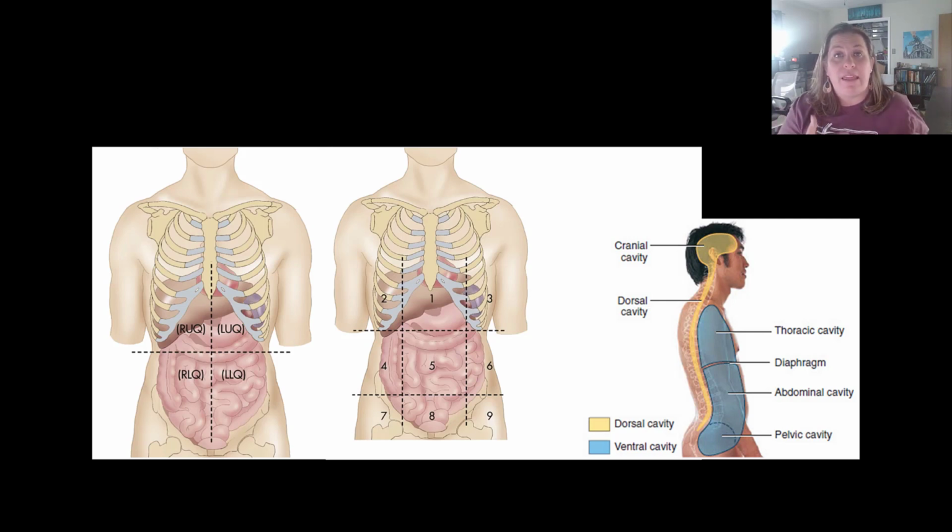So again, breaking those down and knowing where they are located. These 9 regions are used most of the time for identification where it's going to be more specific. Now, let's talk a little bit about the body cavities.